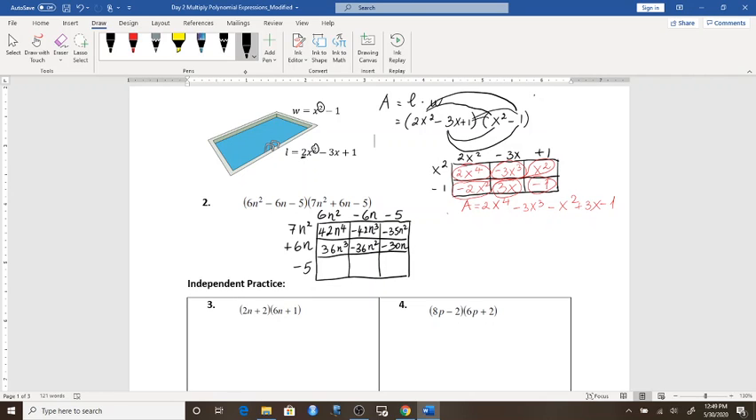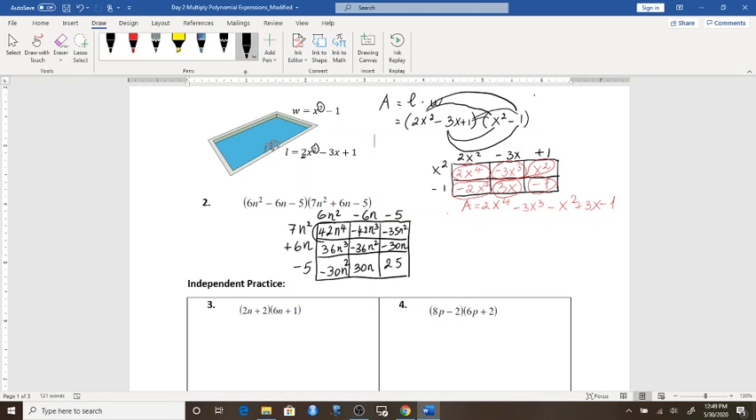Now we multiply the negative 5. Negative 5 times 6n squared is negative 30n squared. Negative 5 times negative 6n is positive 30n. And then negative 5 times negative 5 is positive 25.